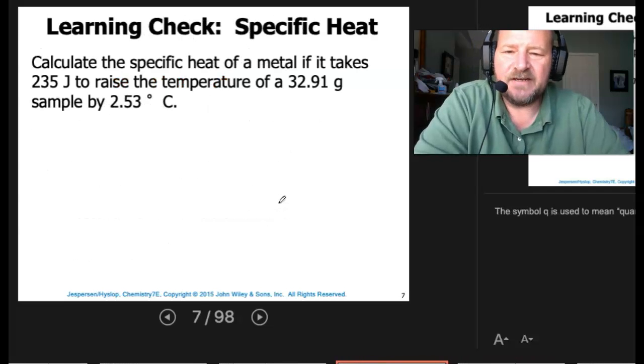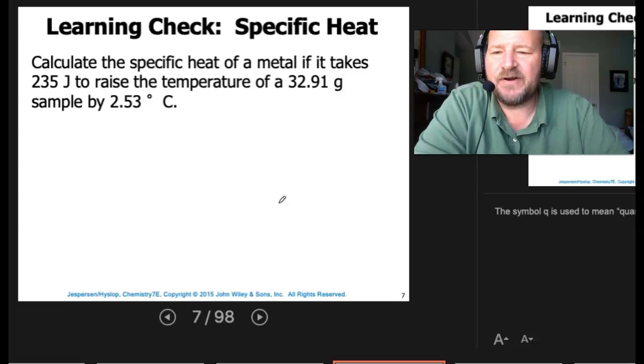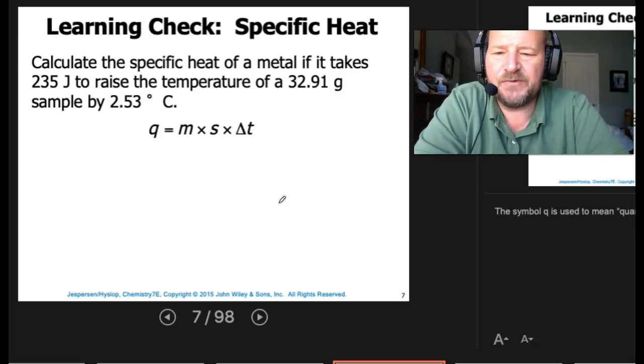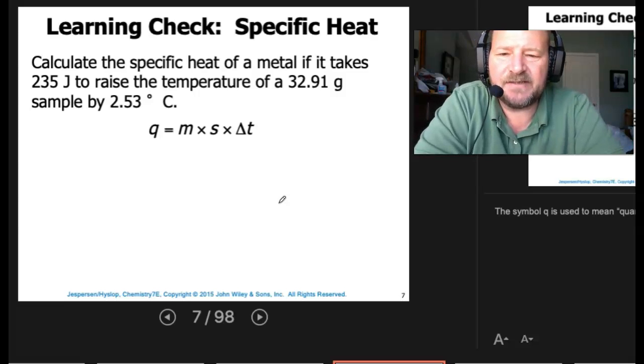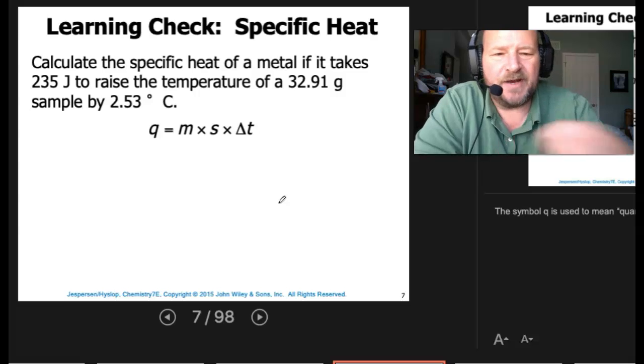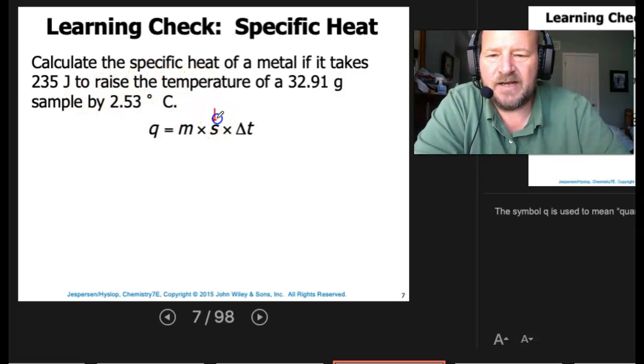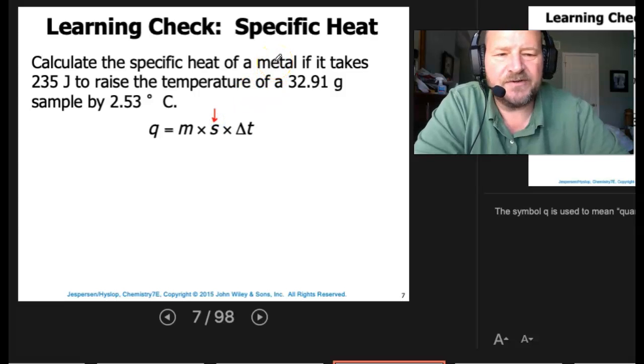Calculate the specific heat of a metal if it takes 235 joules to raise the temperature of a 32.91 gram sample by 2.53 degrees C. All right, so we'll start with our basic equation here. Q is equal to M times S times delta T. And let's see what we have here. What we're looking for, calculate the specific heat. So we're going to be looking for S, which means the first thing we can do is rearrange then.